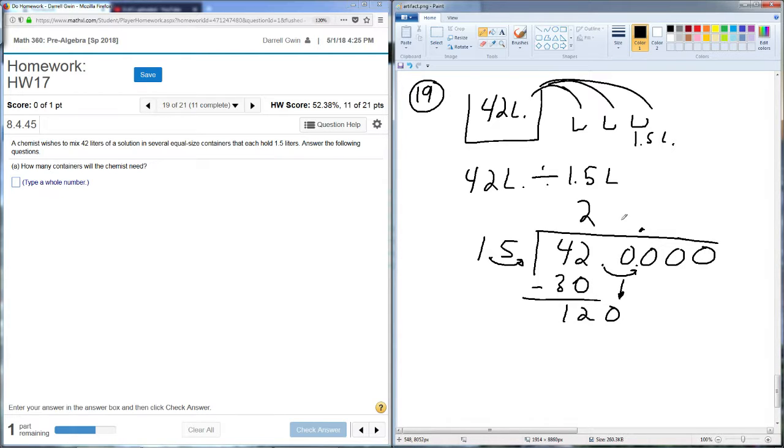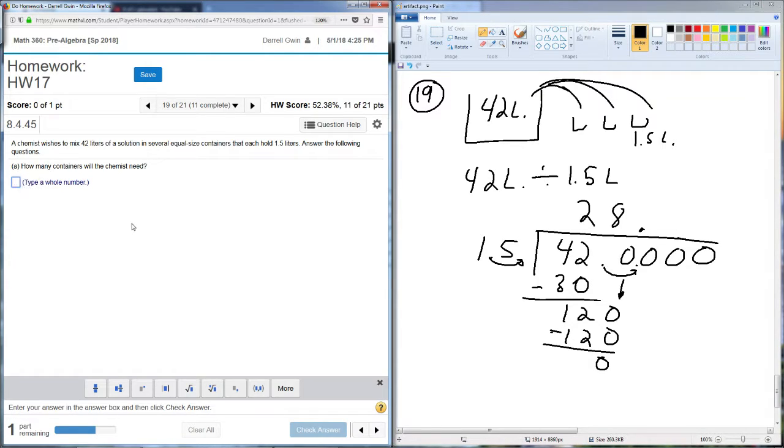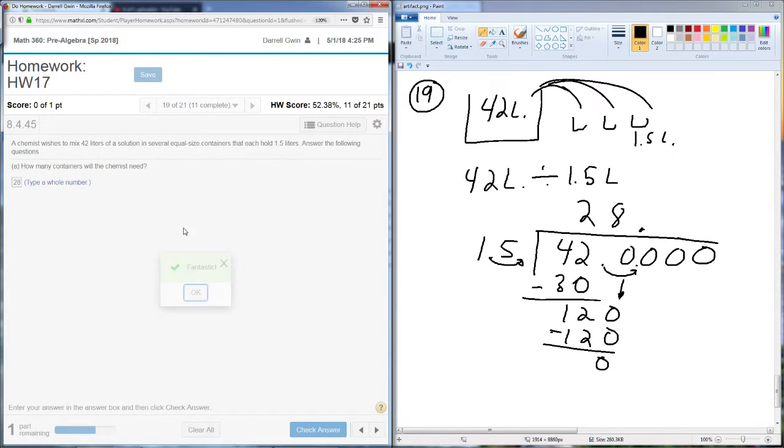How many times? 8. 8 times 5 is 40. Carry the 4. 12. Okay. Just double checking. 28 exactly. Type a whole number. That's how I know I'm right.